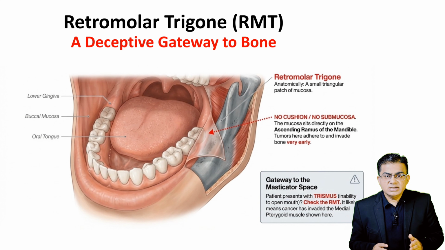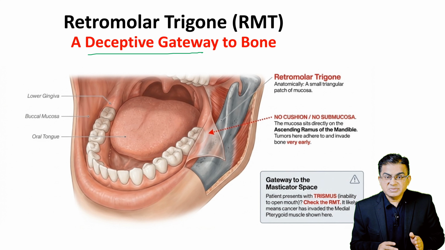Anatomically, this looks like a harmless, small triangular patch of mucosa behind the last molar. But do not get fooled. This is a deceptive gateway. Look at the image on your screen. What is missing here? The barrier, the submucosa.